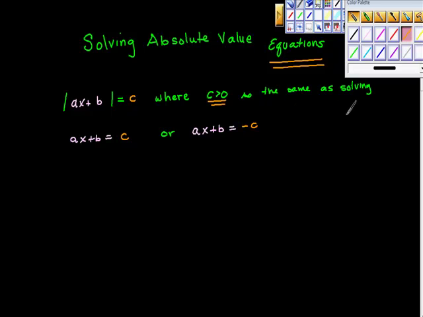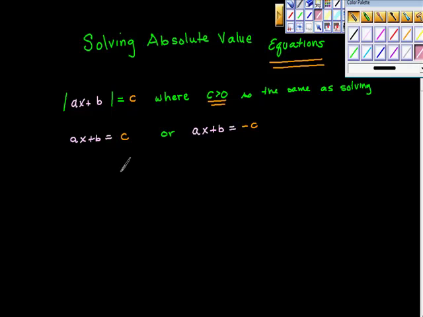Now, all I'm suggesting to you today is that this is the same as solving ax plus b is equal to c, or ax plus b is equal to the opposite of c, right? Why is that true? Well, what's the absolute value of negative 5? 5. What's the absolute value of 5? 5. So we have to take these two things into account, that this value in here could be negative or positive.